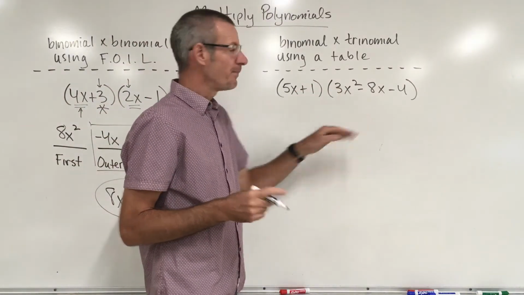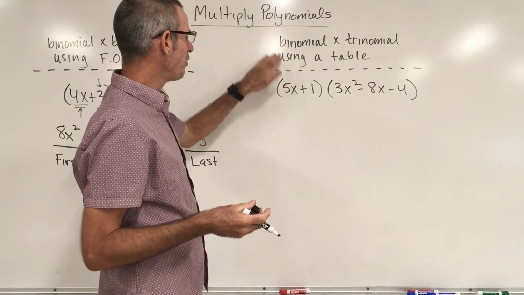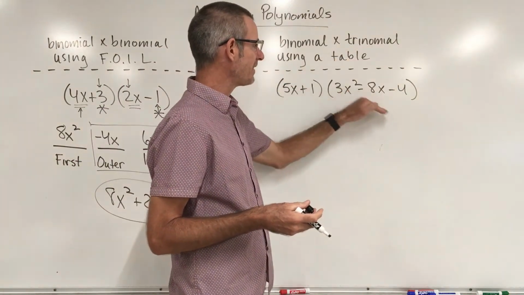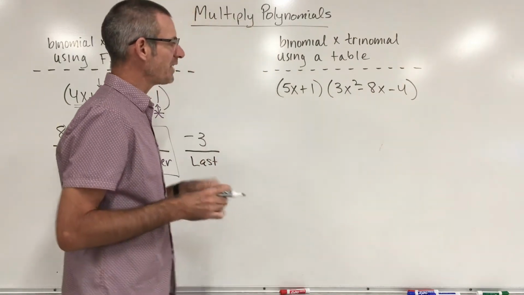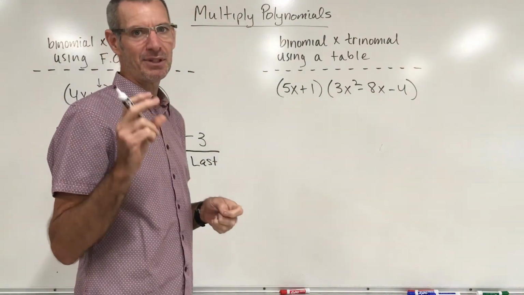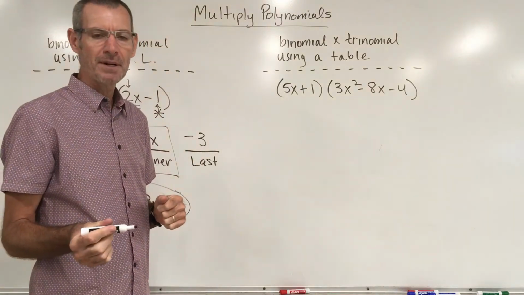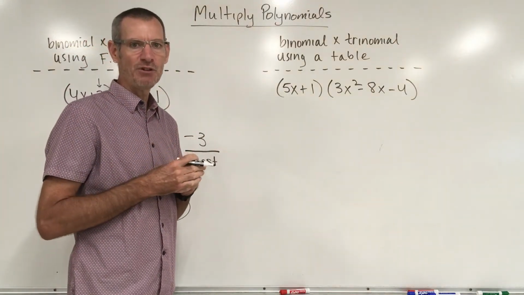On this problem, we're going to multiply the binomial 5x plus 1 by the trinomial 3x squared minus 8x minus 4. And we're going to do that by making a table. Making a table is definitely the best way to do this. Some people try to use the distributive property, and it becomes very confusing for them.